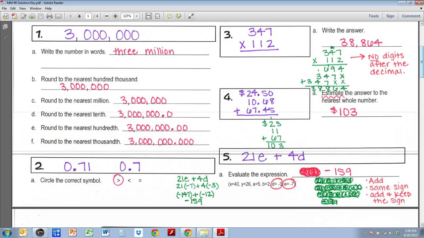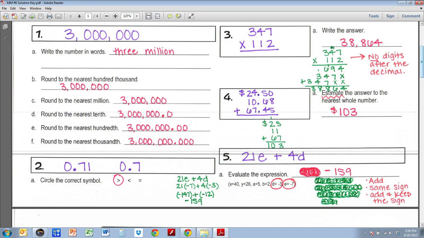On number 3, we're multiplying. We have 347 times 112. So we need to multiply it straight through. Make sure that when you go through to multiply that first 1 that you have a placeholder or a 0. And when you multiply by the second 1, you have 2 placeholders or 2 zeros.